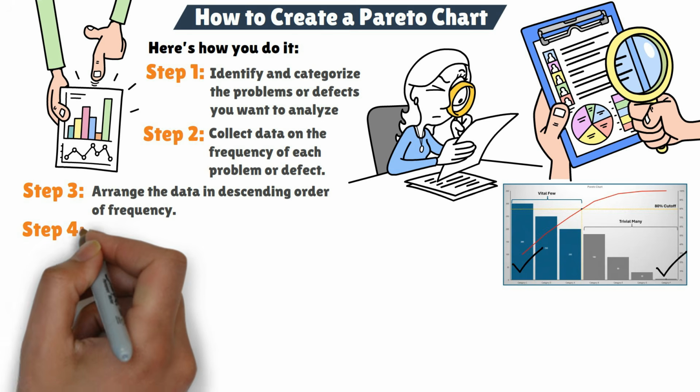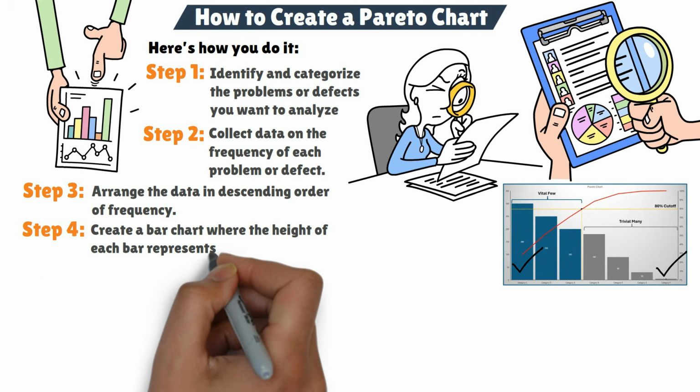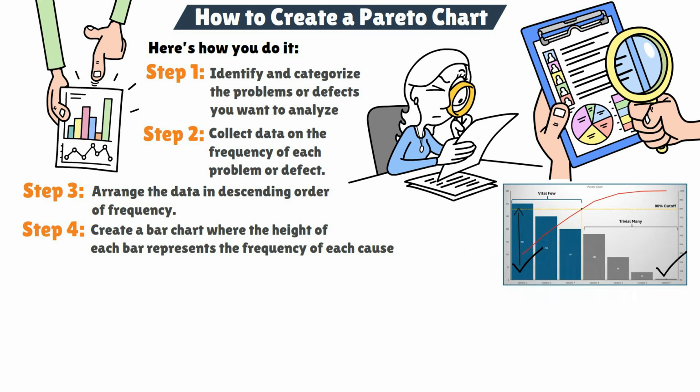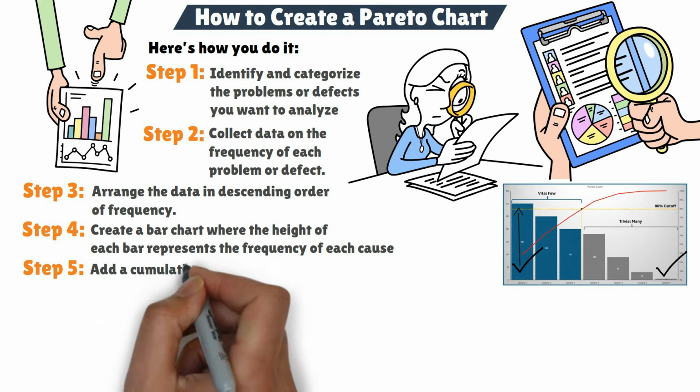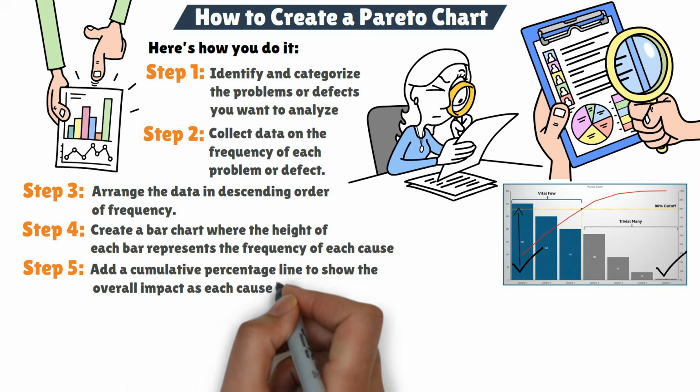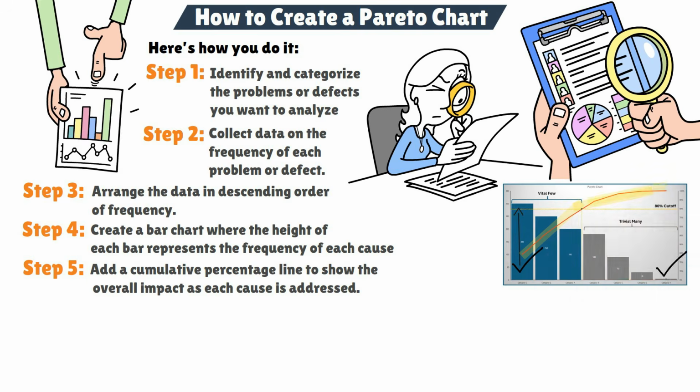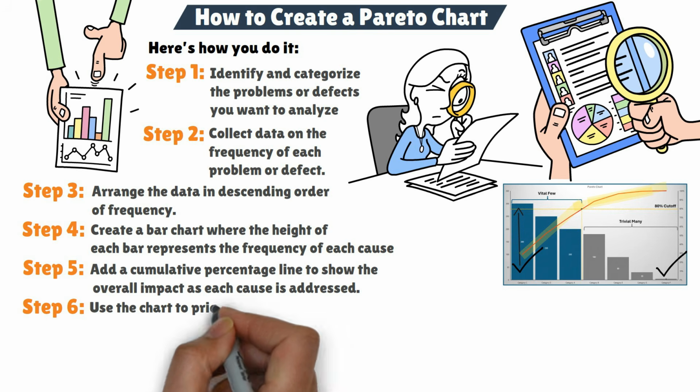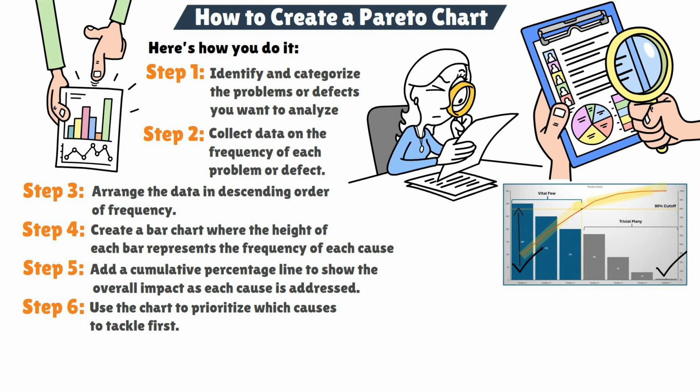Step 4. Create a bar chart where the height of each bar represents the frequency of each cause. Step 5. Add a cumulative percentage line to show the overall impact as each cause is addressed. Step 6. Use the chart to prioritize which causes to tackle first. The causes represented by the tallest bars on the left are your top priorities.